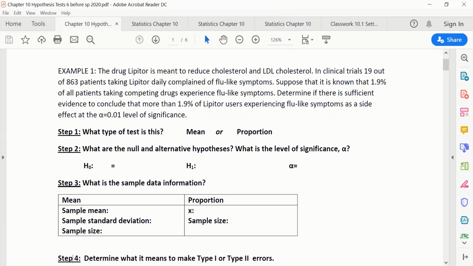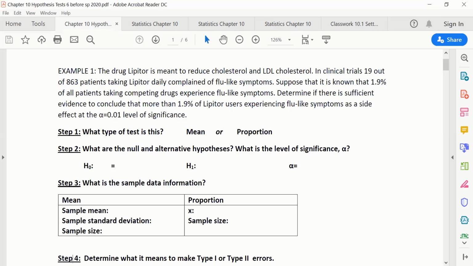So part 1 we've already completed, which is what type of test, what are the null and alternative hypotheses, level of significance, and the sample data. We're going to go through that again one more time, and then we're going to look at the bottom part. It'll give you a chance to practice again.